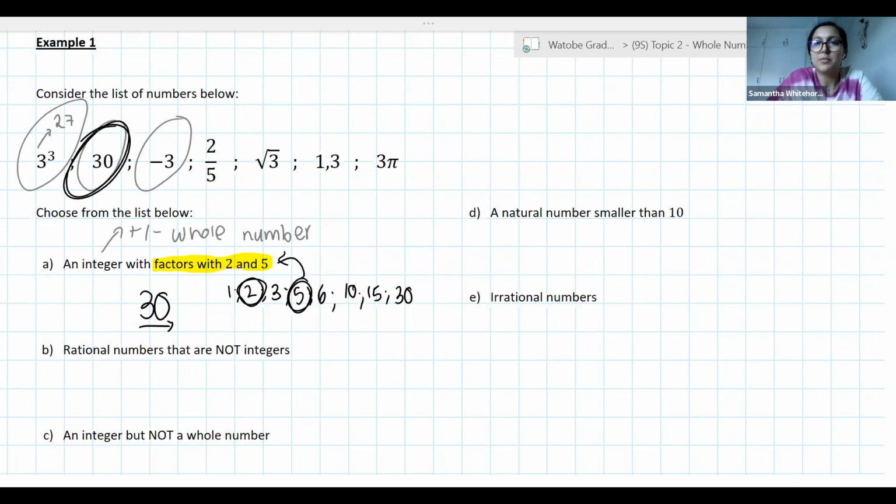So let's have a look at B. So B says rational numbers that are not integers. So can someone remind me, what are rational numbers? Jill's on it. Jill, what are rational numbers? Or did you not want your hand up? Okay, Bokang, what is a rational number?